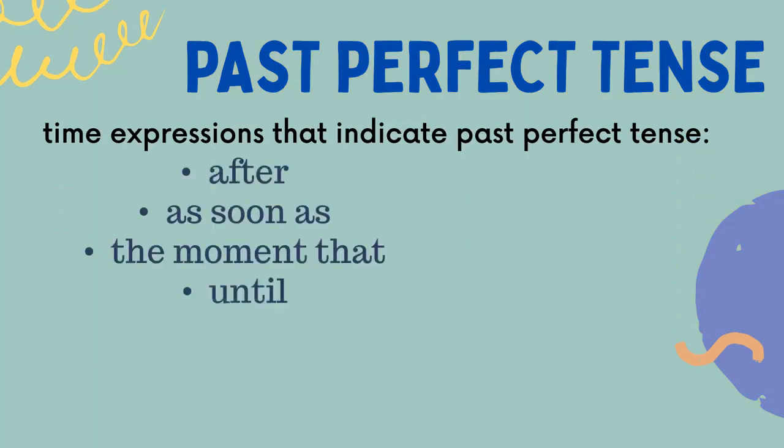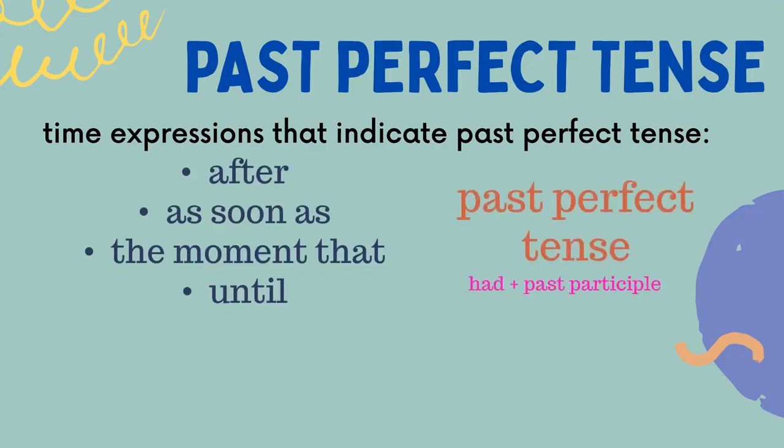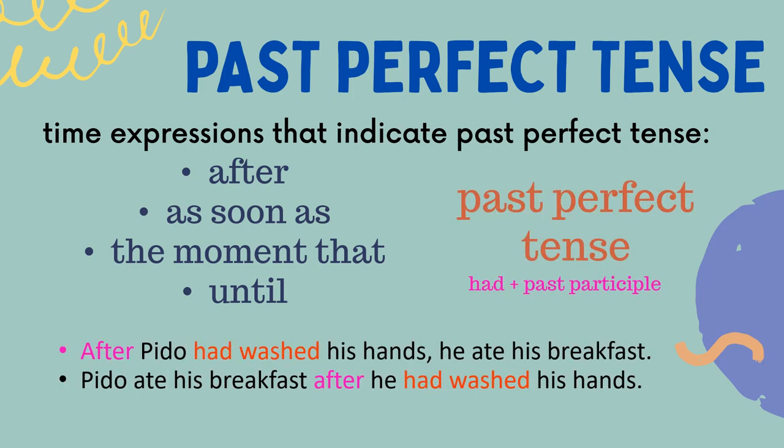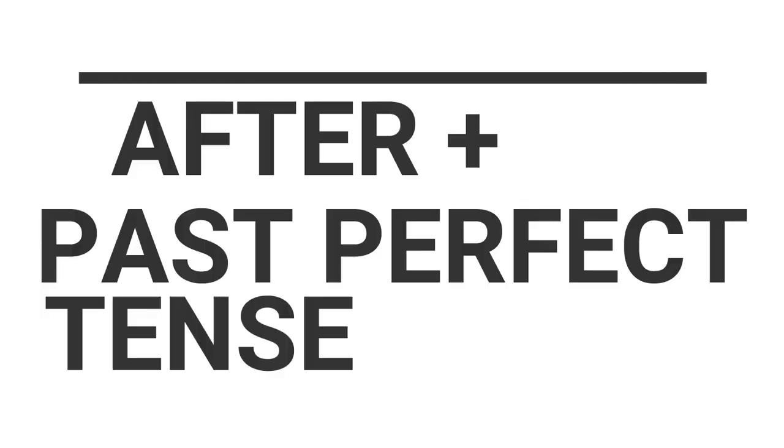There are time expressions used in indicating past perfect tense. The time expressions after, as soon as, the moment that, and until are used before the past perfect tense. Example, after Pido had washed his hands, he ate his breakfast. In this sentence, we use the time expression after. So, it should be followed by the past perfect tense, which is had washed.